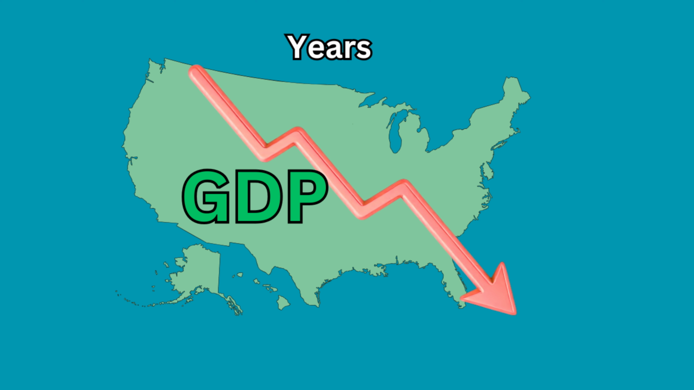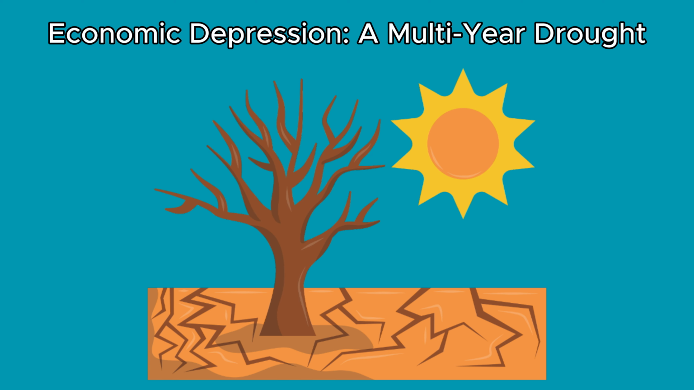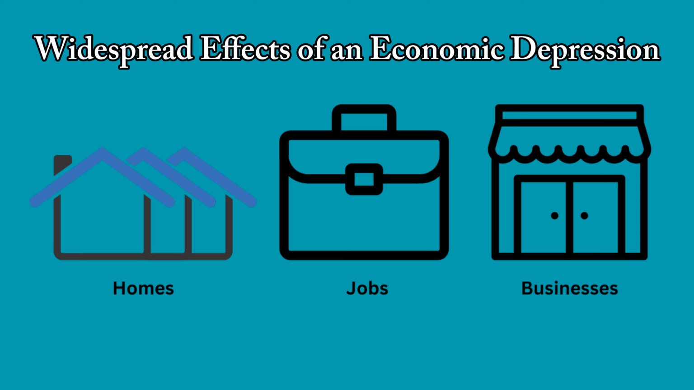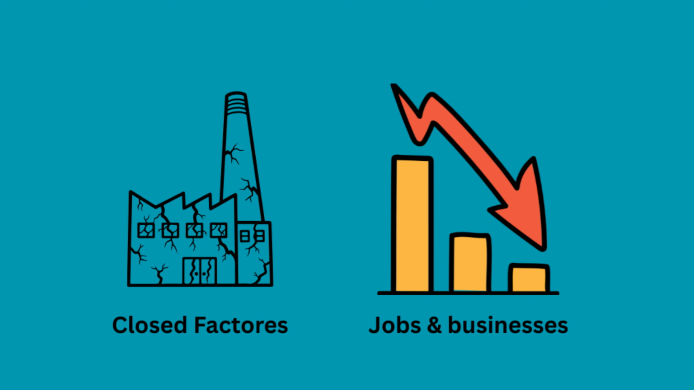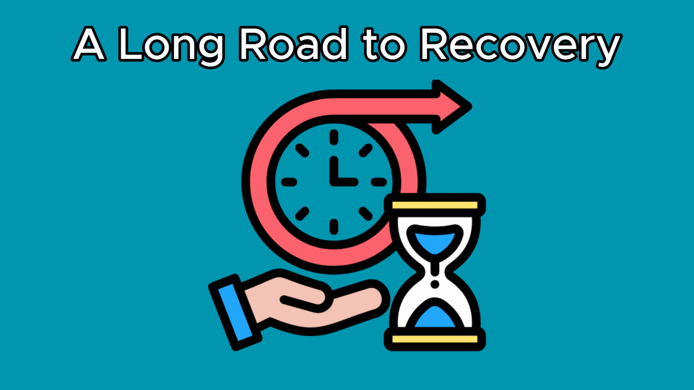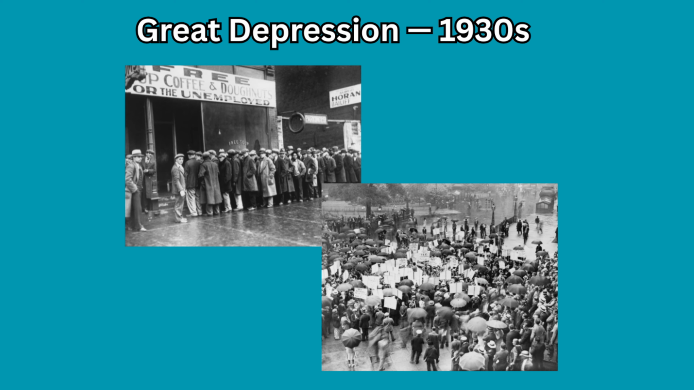If economic activity stays very low or keeps falling for a long time and the damage lasts for years, that's a depression. A depression is like a multi-year drought. It affects nearly everything. It causes widespread damage. Recovery takes a very long time. The Great Depression of the 1930s is a clear example.